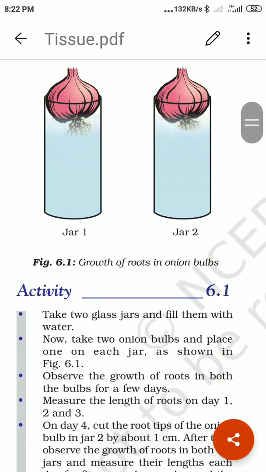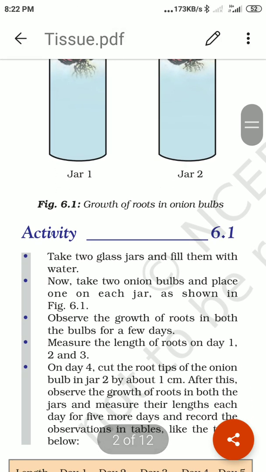Take two glass jars and fill them with water. Now take two onion bulbs and place one on each jar as shown in figure 6.1. Observe the growth of the roots in both bulbs for a few days. Measure the length of the roots on day first, second and third.